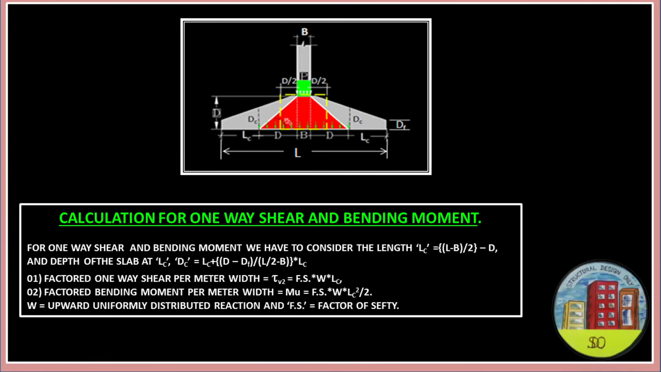Factored one-way shear per meter is equal to tau V2 is equal to F into S into W into LC. Factored bending moment per meter width is equal to Mu is equal to F into S into W into LC square divided by 2, where W is equal to upward uniformly distributed reaction, Fs is equal to factor of safety.